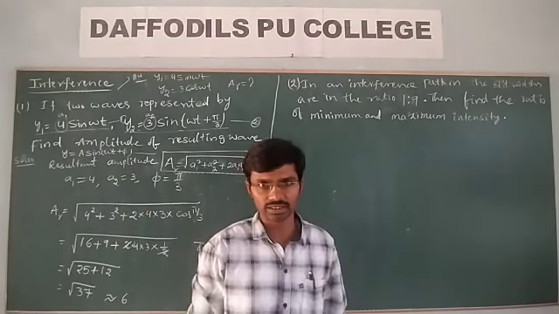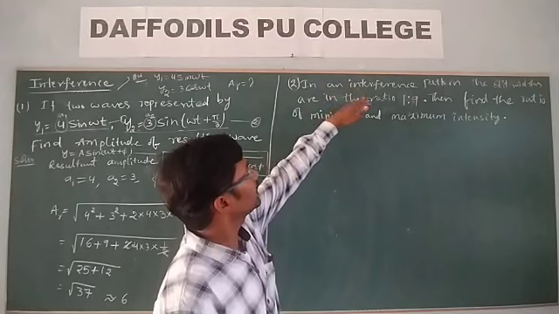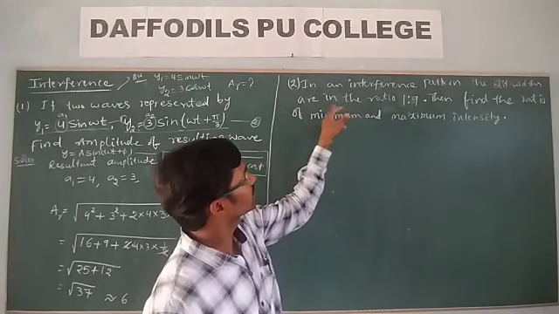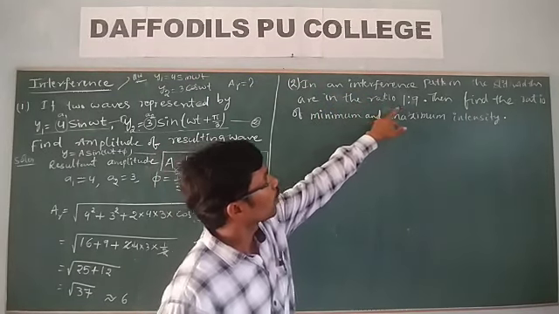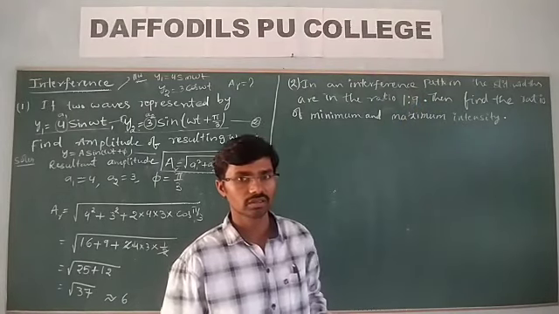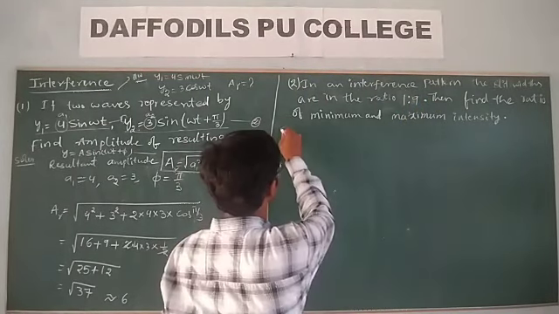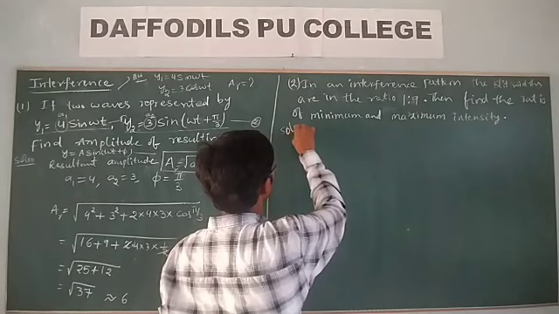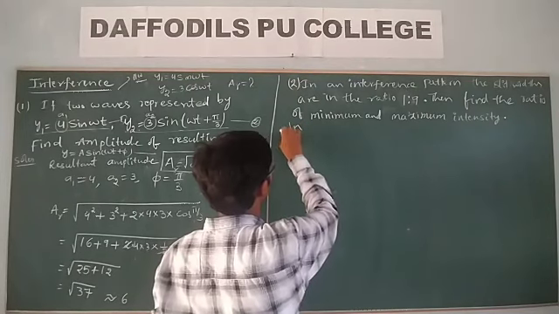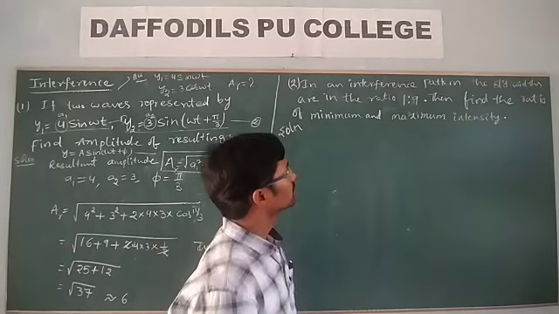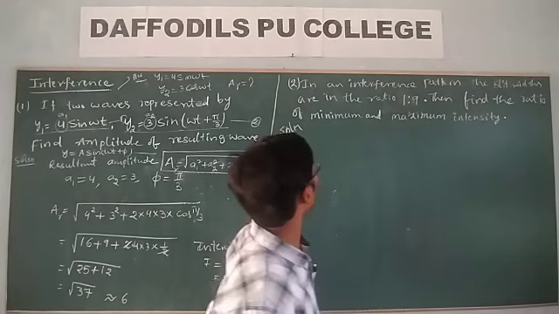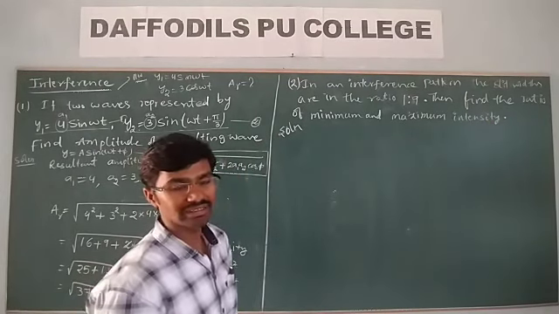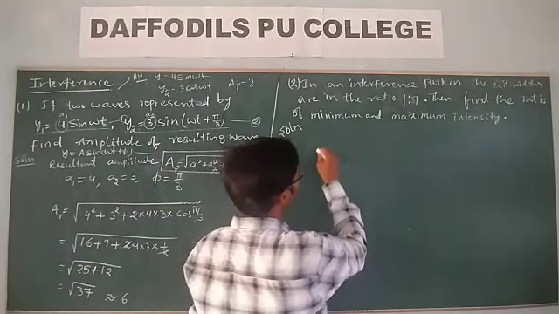Let me go for the next example. In an interference pattern, the slit widths are in the ratio 1:9. Then find the ratio of minimum and maximum intensity. Let me write here.